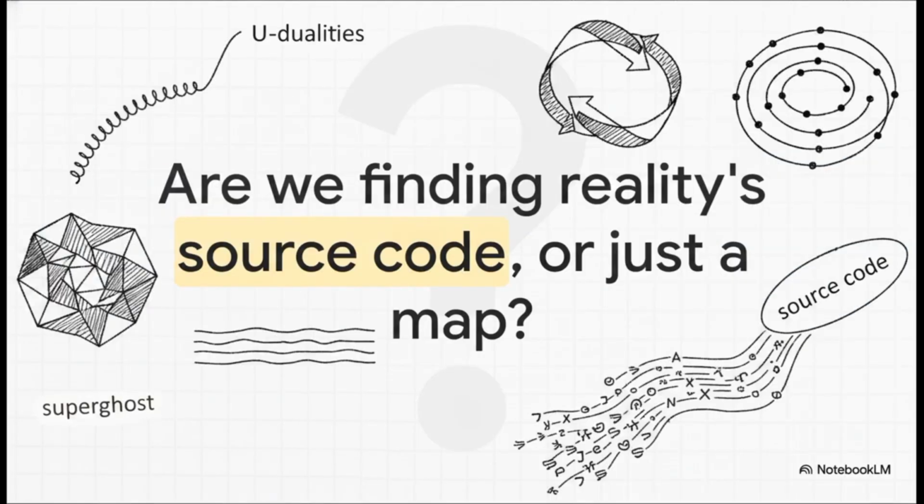So when we step back and look at the sheer scale of all this, from one-dimensional strings and multidimensional branes to U-dualities and 11-dimensional supergravity, we really have to ask ourselves something. Are we finally closing in on the true source code of reality? Or, by inventing superghosts and Calabi-Yau manifolds, have we simply spent decades building a breathtakingly beautiful, mathematically perfect map of a universe that doesn't actually exist?